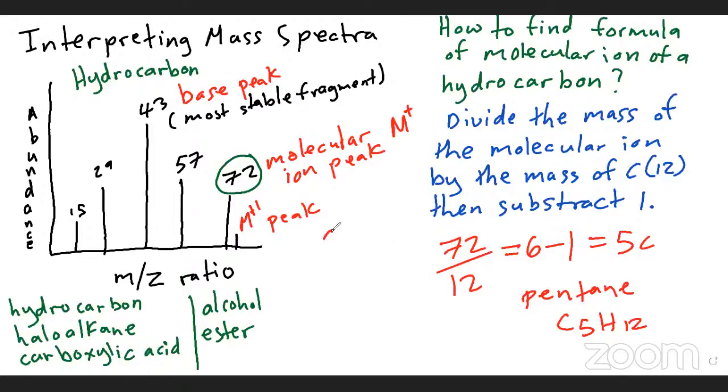If for some reason you get a decimal, so for example, if it was 6.7, 6.4, 6.9, ignore the decimal. So in each case, your answer, you divide by 12 is 6. So if in any instance you get a decimal, do not pay it any mind. All right. So that is what you would do for your molecular ion.